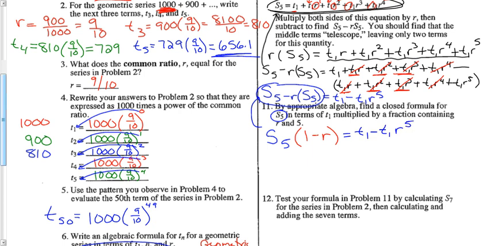You know what? I'm going to change that. I'm going to go ahead and factor my t sub 1 out because I was asked to put that in terms of t1 multiplied by a fraction. So I'm going to pull my t sub 1 out just like I pulled out my s sub 5, 1 minus r to the fifth power. So I'm still trying to get s sub 5 to be alone. So I have s sub 5, and now I'm going to divide by the red 1 minus r.